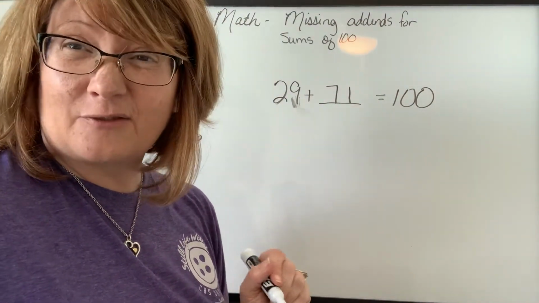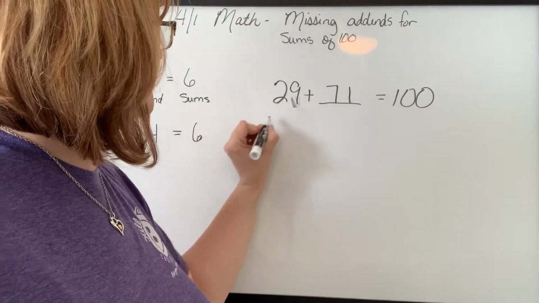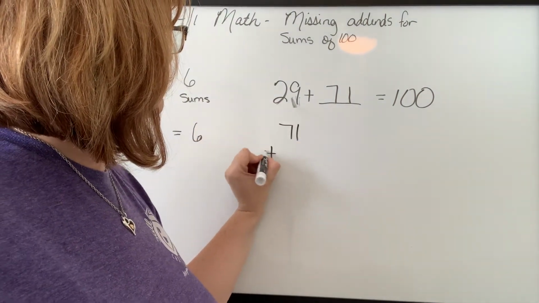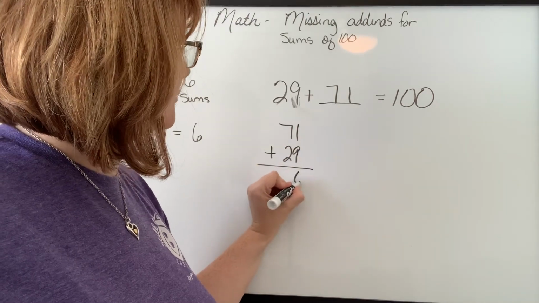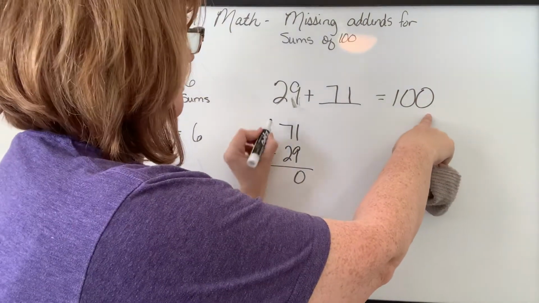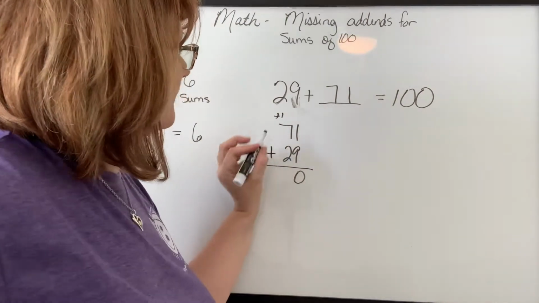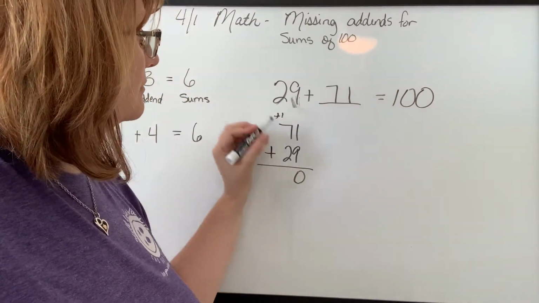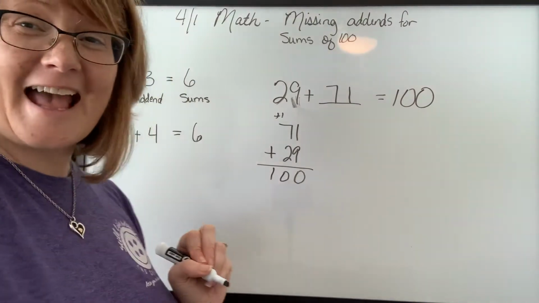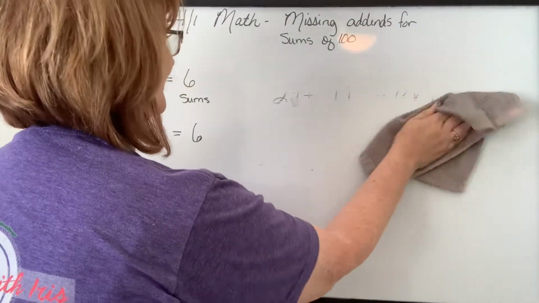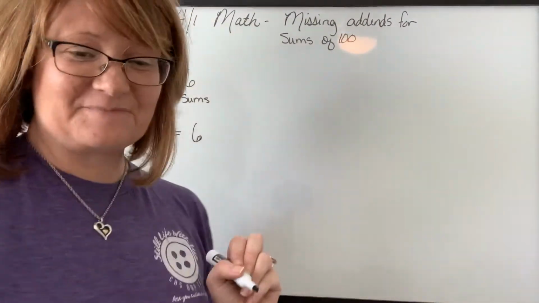Let's check it and see if we're right. All right, if I have 71 plus 29. 9 plus 1 is 10, so here's my 0 that I need. I'm going to carry that 1. 7, 8, 9, plus 1 more. Ta-da! Yay! This is kind of fun. I like this. All right, let's try another one.